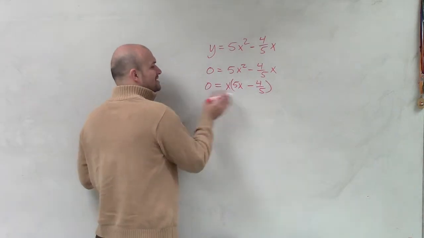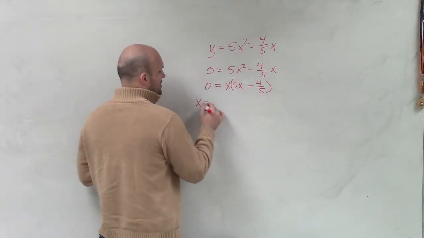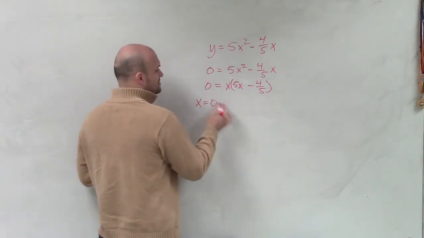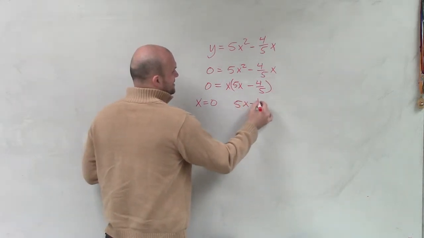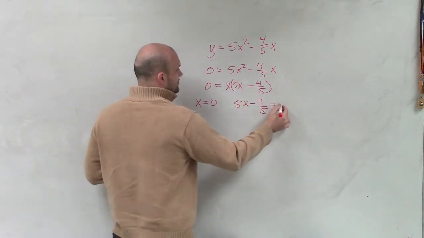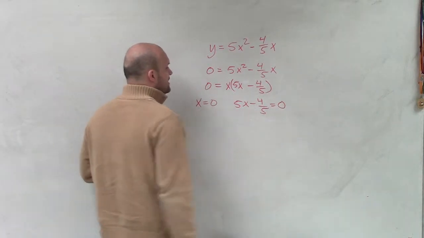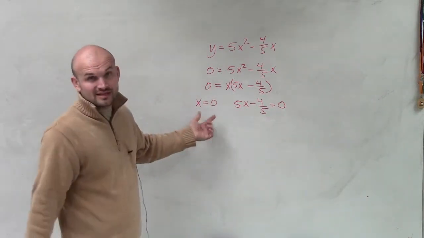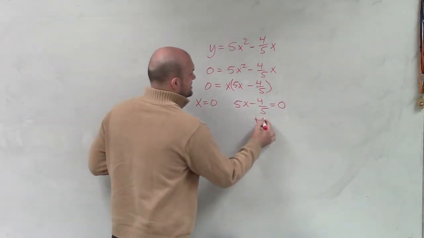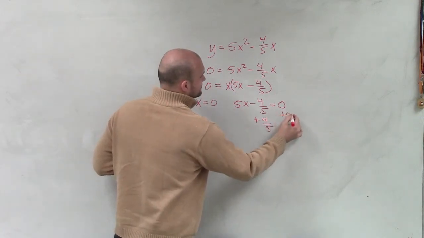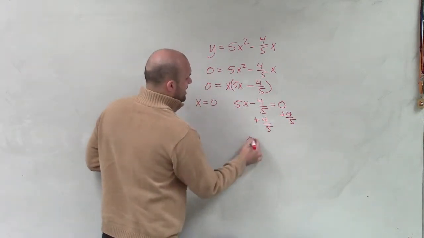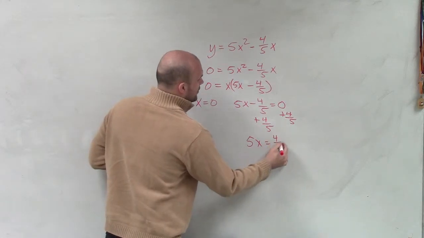So now I have a product equal to 0. Now I can apply the zero product property by setting each of my factors equal to 0. So then I have x equals 0, and 5x minus 4/5 equals 0. Now I can go ahead and solve. Well, I don't need to do anything here, x already equals 0. Here, I'll just add 4/5 to both sides, and therefore I have 5x equals 4/5.